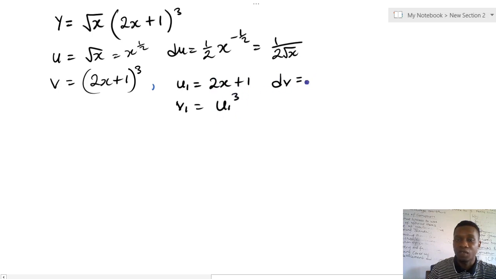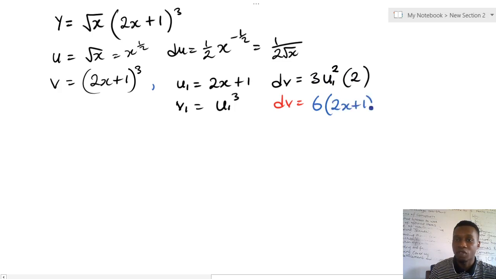So when I differentiate my v1, I have 3u1 raised to the power of 2. And then when I differentiate my u1, I have 2. Differentiation of u1 is 2. So therefore, my dv will be giving me 3 times 2, which is 6, multiplying my u1 raised to the power of 2. That is 6 times 2x plus 1 raised to the power of 2. So this is my dv.